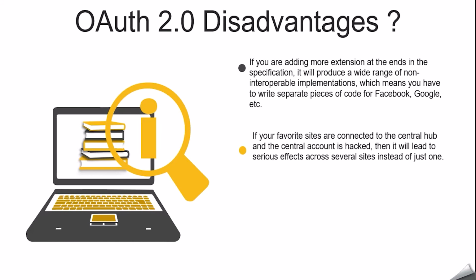Now, what are the different disadvantages related to OAuth? If you are adding more extensions at the end in the specification, it will produce a wide range of non-interoperable implementations, which means you have to write separate pieces of code for Facebook, Google, and any third-party servers. And the second disadvantage, I think, is that if your favorite sites are connected to a central hub and the central account is hacked, then it will lead to serious effects across several sites instead of just one.